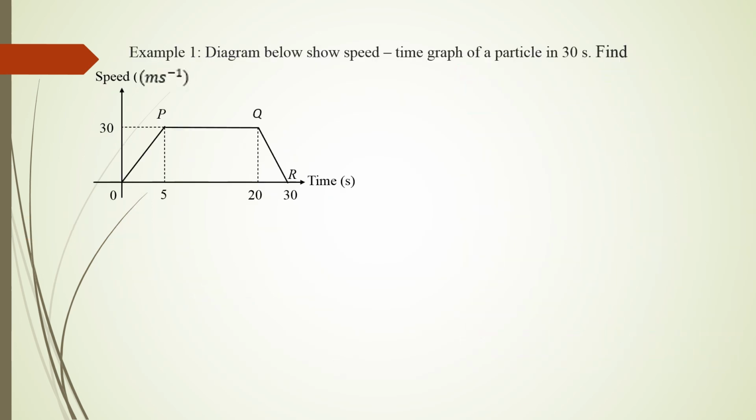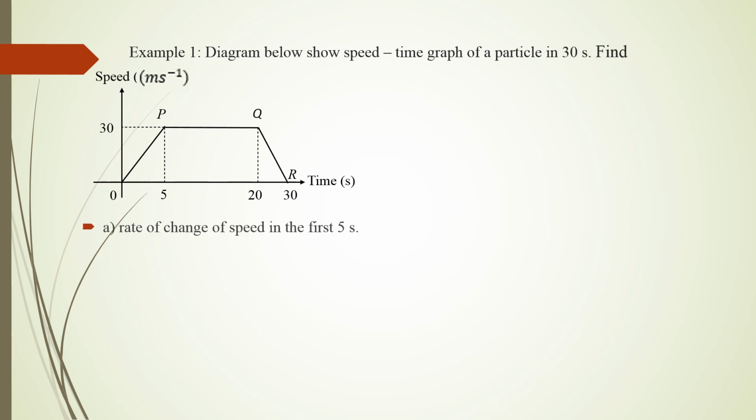Example 1. The diagram below shows the speed-time graph of a particle in 30 seconds. Before doing any calculations, refer to the graph, the y-axis and x-axis. Make sure the units used are coherent. In this graph, speed is in meter per second and time is in second, so they are coherent.